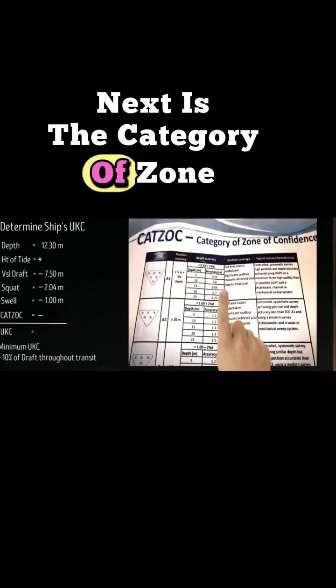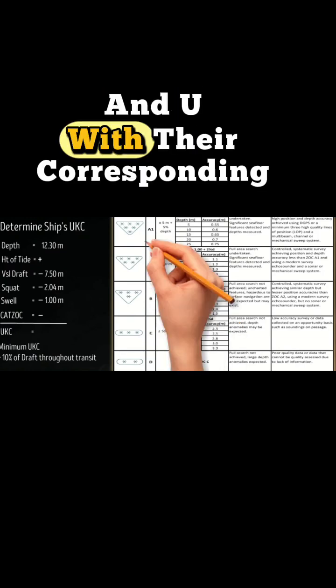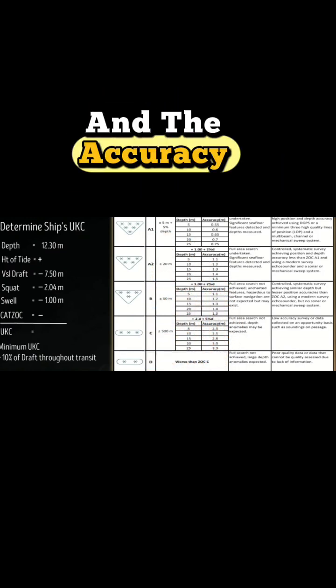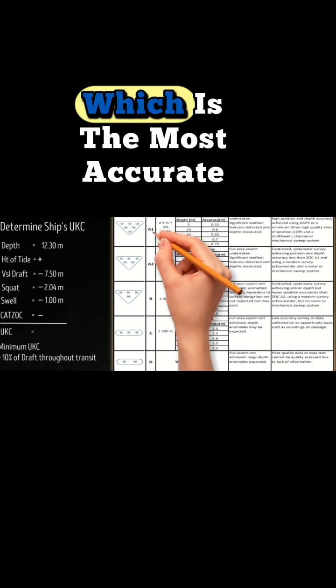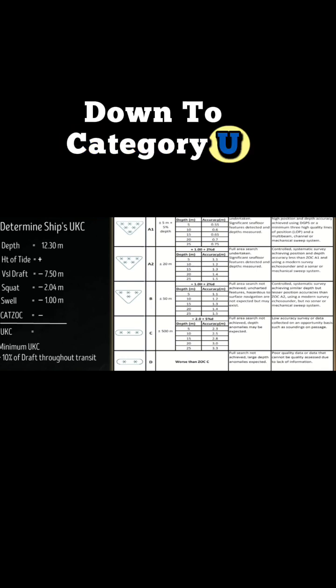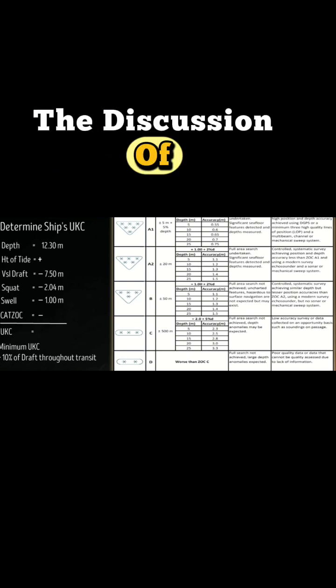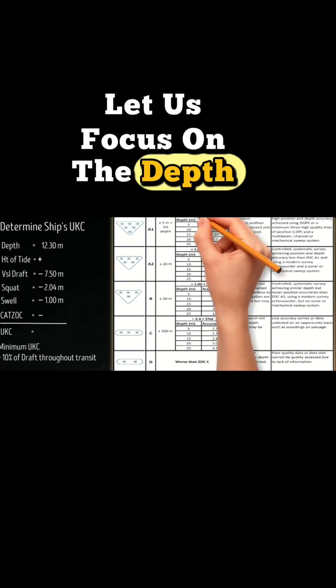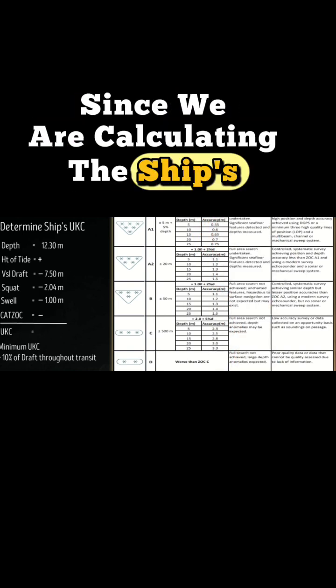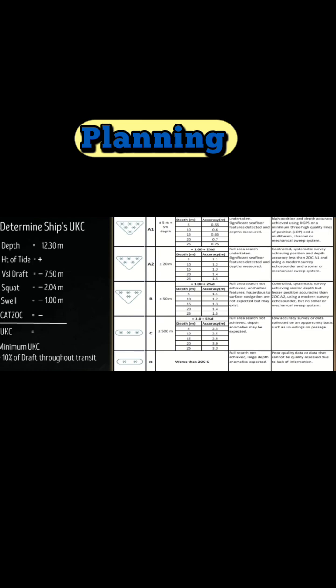Next is the category of zone of confidence, known as CATZOC. The zone of confidence is composed of 6 categories, A1, A2, B, C, D, and U, with their corresponding symbols and the accuracy in position and depth. Starting with category A1, which is the most accurate, down to category U, which is unassessed. I will not go deeper into the discussion of CATZOC. Let us focus on the depth accuracy since we are calculating the ship's UKC during our passage planning.